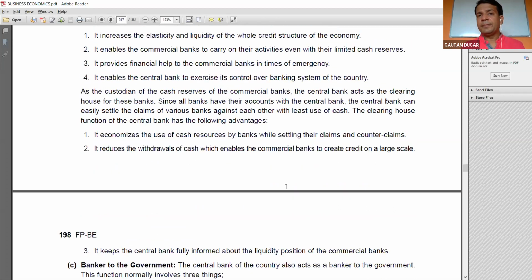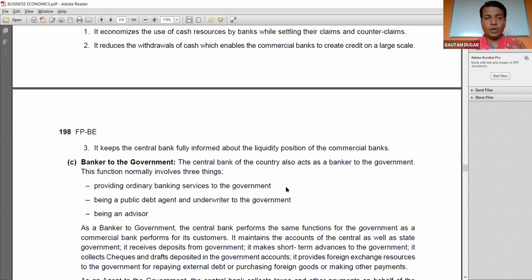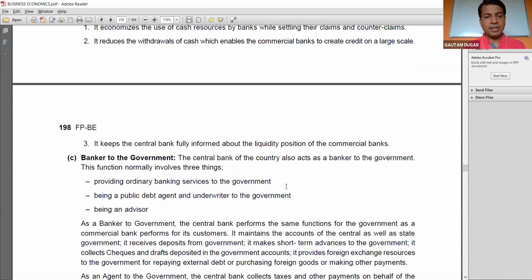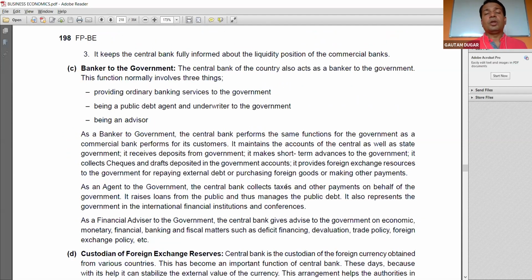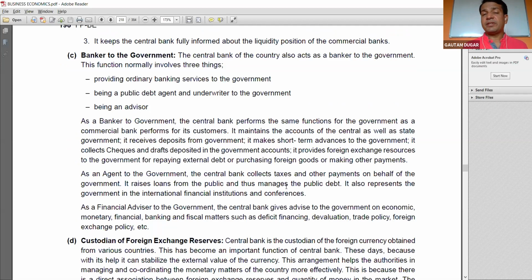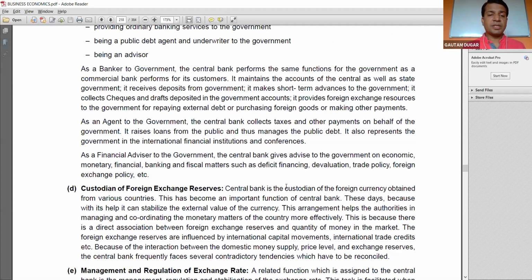It's also the banker to the government. All accounts of the government are also maintained with the central bank. It acts as an advisor to the government, and it also underwrites and issues bonds. The bonds of the central government are issued by the RBI. It is a custodian of the forex reserves. The foreign exchange reserves are maintained by the central bank.